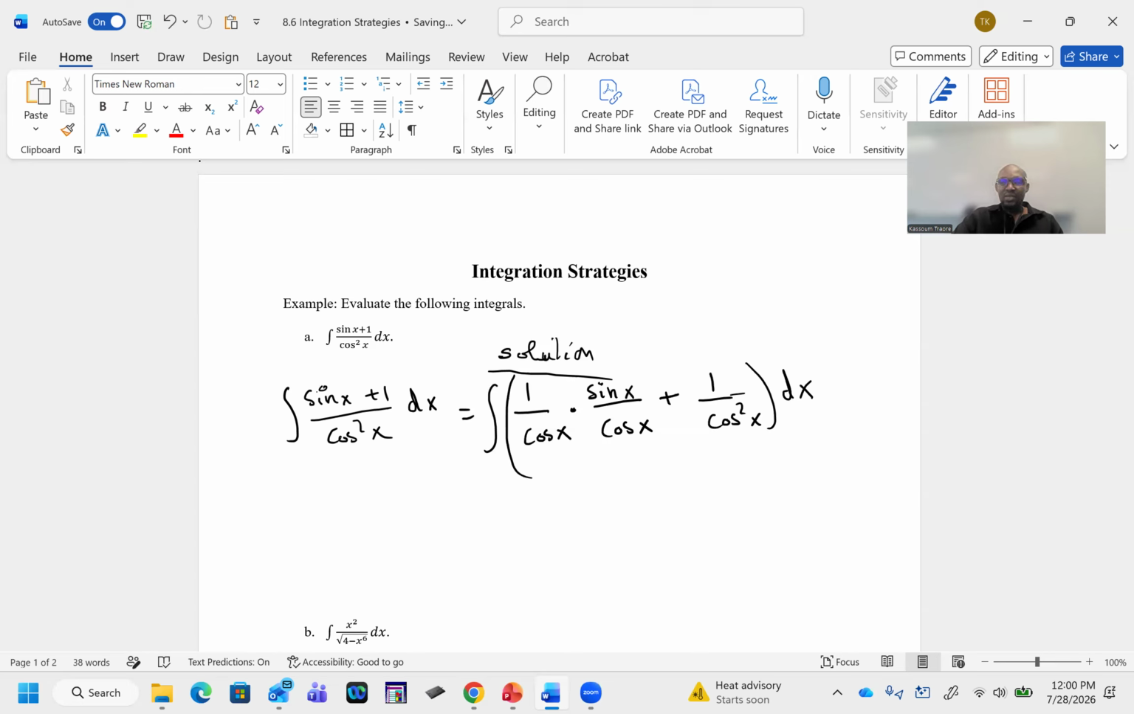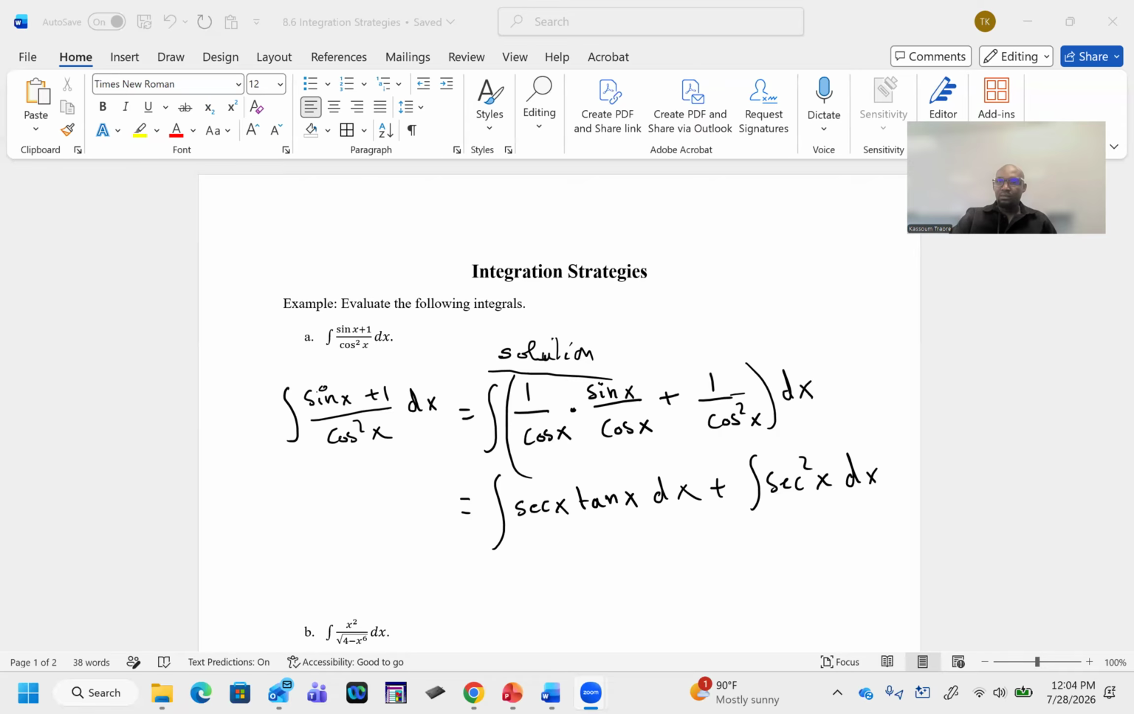Why am I doing this? So I can see 1 over cosine x is what? Secant x, right? Sine x divided by cosine x is what? Tangent x, right? dx. I can separate these into two integrals, plus 1 divided by cosine square is what? Secant square x dx. Does that make sense to you? And then after this, we can use the table of integration, the integration formulas, to integrate both integrals easily, right?